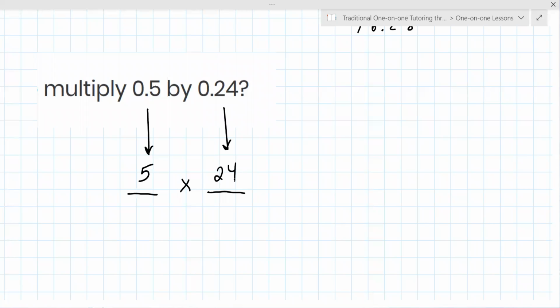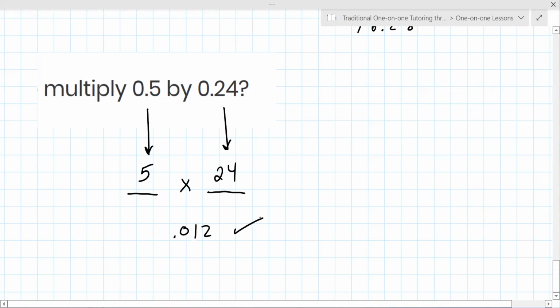Do I just give you the answer for the multiplication or the whole thing? Give me the whole thing. Okay, I got it. All right, what's your final answer? 0.0120. Yes, or 0.012. Very good.